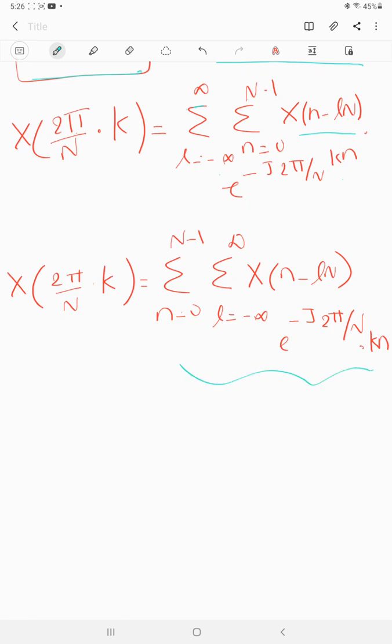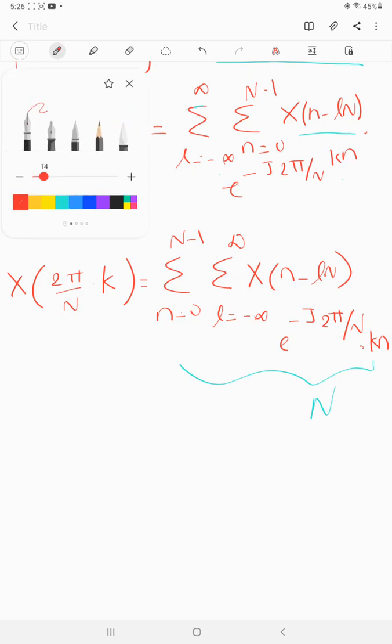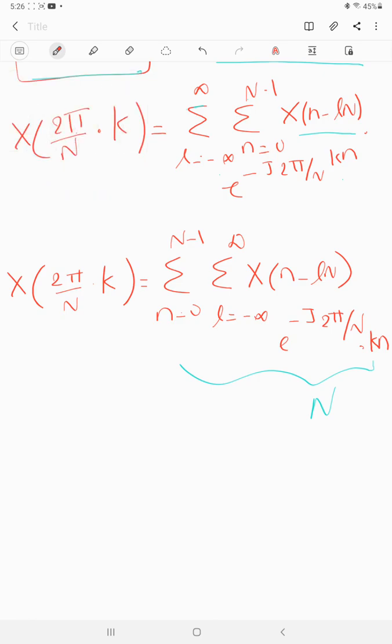Here, this term is represented as a periodic signal with a period of N. We can represent x of n minus lN as x_p of n. This is a periodic signal, so we can represent x of n minus lN as x_p of n.